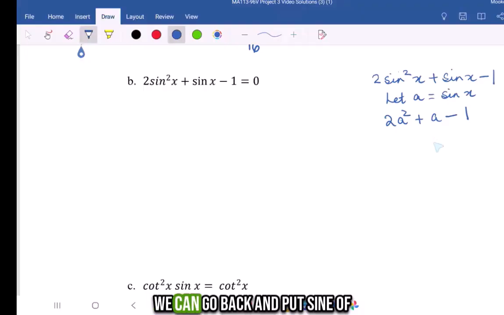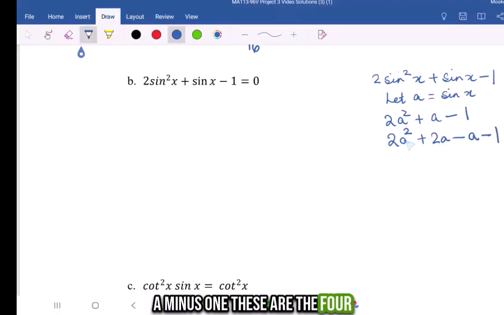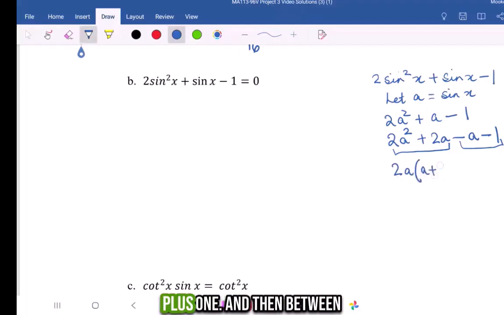And then at the end, we can go back and put sine of x wherever there is an a in the factors. All right. I always like to use the grouping method when factoring trinomials. So using the grouping method, it would be 2a squared plus 2a minus a minus 1. These are the 4 different terms that I get using the grouping method. Now we have to factor each of these pairs of terms. So between 2a squared and plus 2a, the common factor is 2a. Within brackets, we have a plus 1.